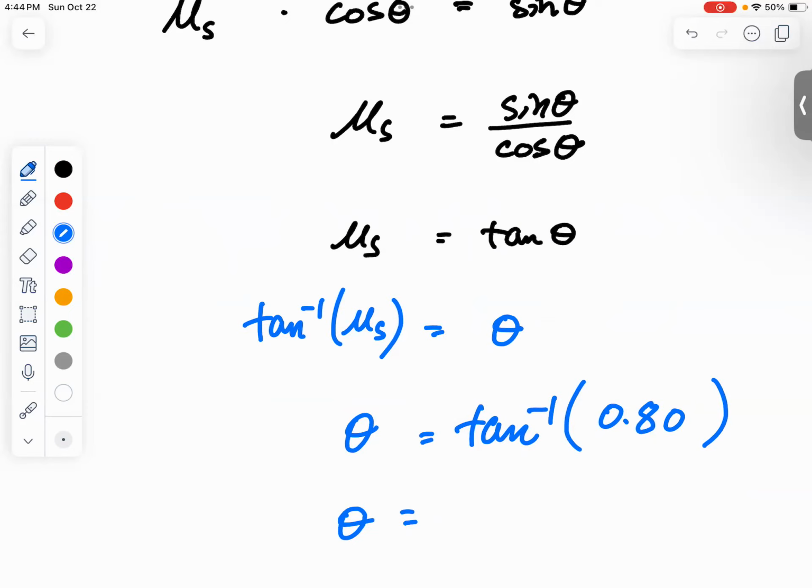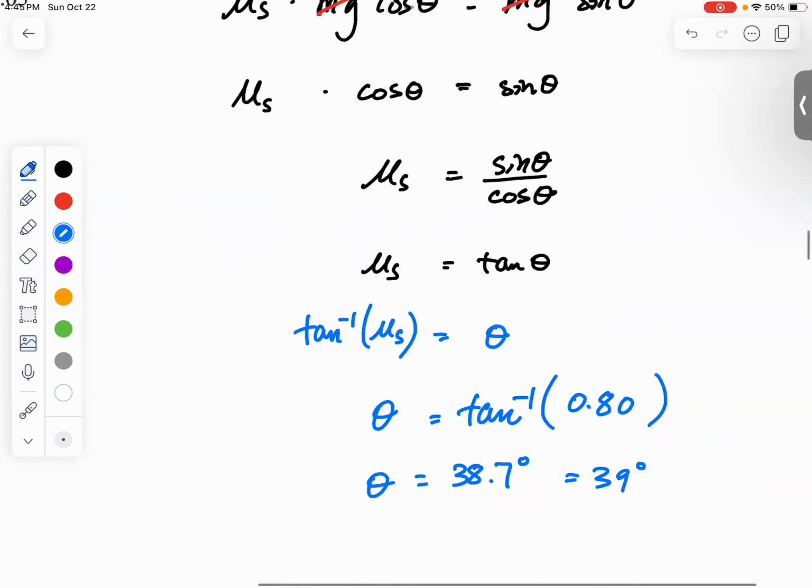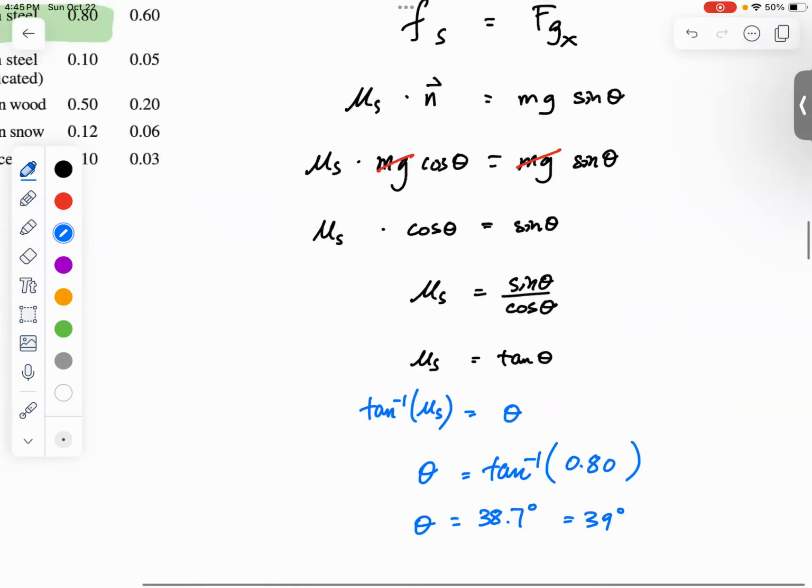And that should give you 38.7 degrees, or you can just say 39 degrees, depending on how your teacher asks for the number of significant figures. If it's 2, then you just write down 39 degrees.